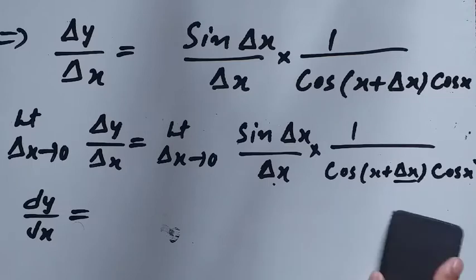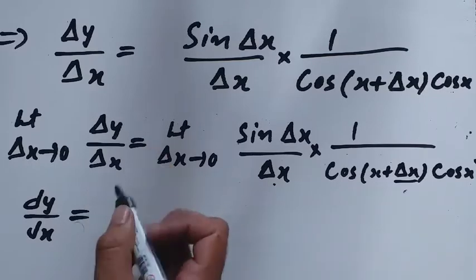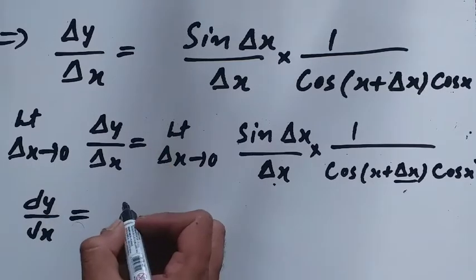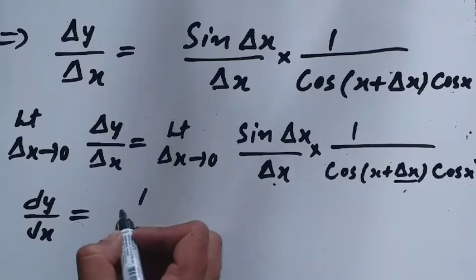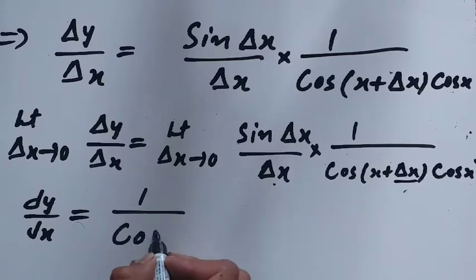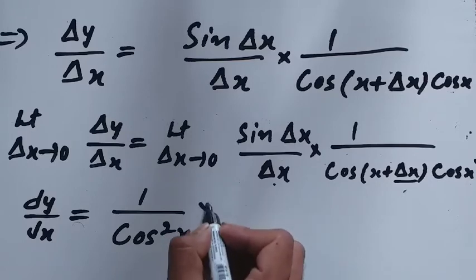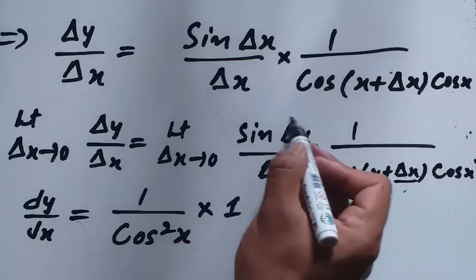Now I can write it straight. This becomes 1 by cos square x multiplied by 1. This one comes out from this identity.